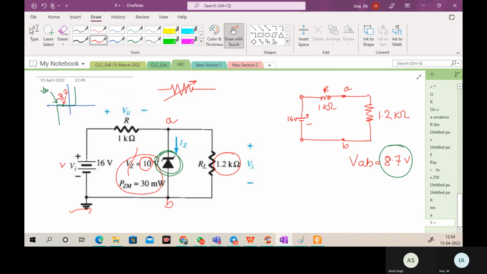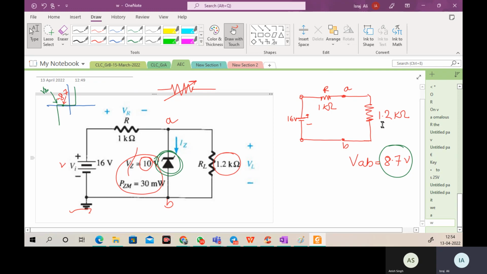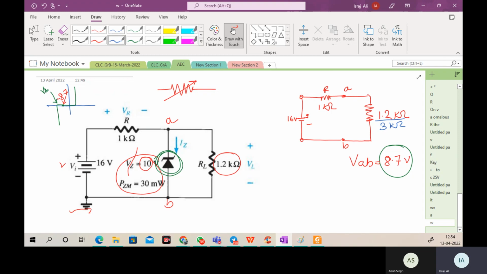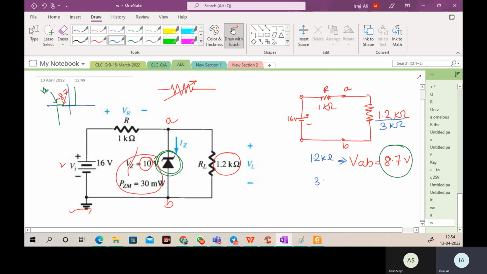Now look at here. This particular resistor is not suitable. I have another resistance value for you. Just let me take that resistance value. 3 kilo ohm. So instead of this one, use 3 kilo ohm now, and find out the voltage VAB now. This VAB is for 1.2 kilo ohm. Now with 3 kilo ohm, what voltage are we getting?